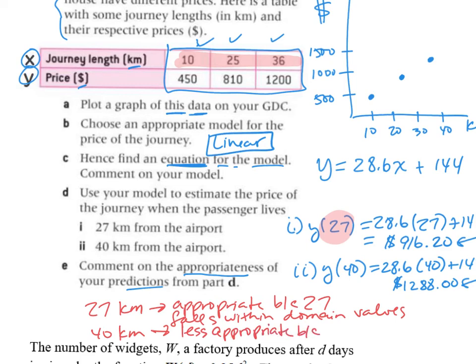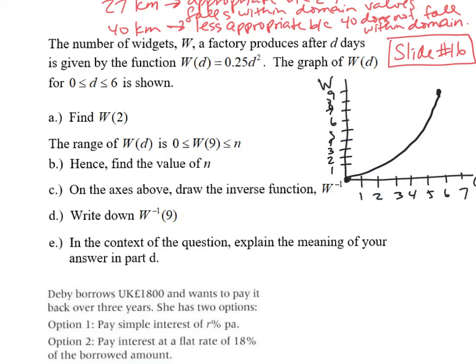because 40 does not fall within the domain values or something like that. Okay, that's not the only way you can word that, but something along those lines. Okay, one more slide to go, so let's take a look at that.